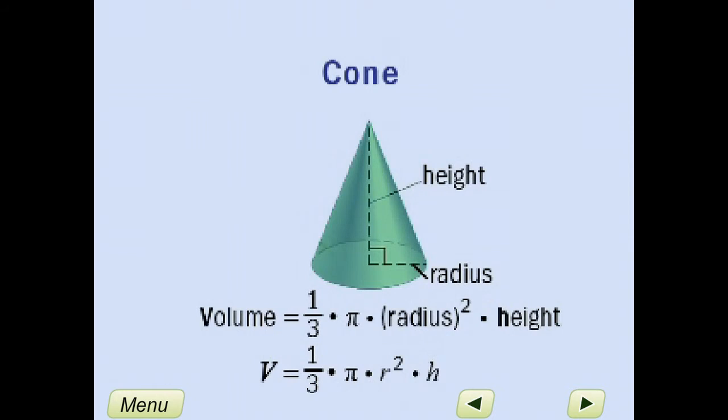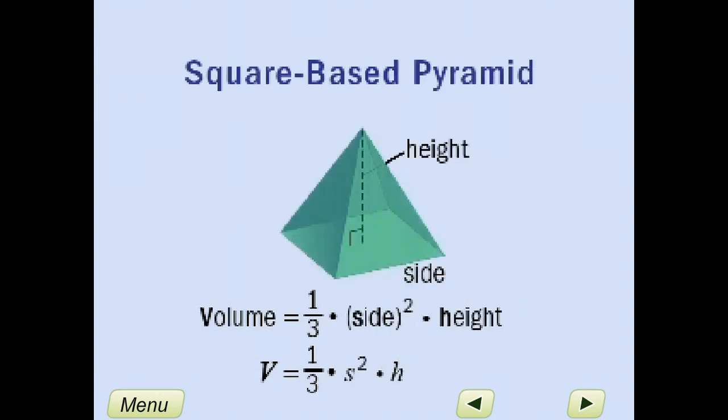Then we have the solid that is a cone. The volume is 1/3 times pi times radius squared times height, and we can write that as V equals 1/3 times pi times r squared times h. And finally, a square-based pyramid, and the volume equals 1/3 times side squared times height. So that is 1/3 times s squared times h.